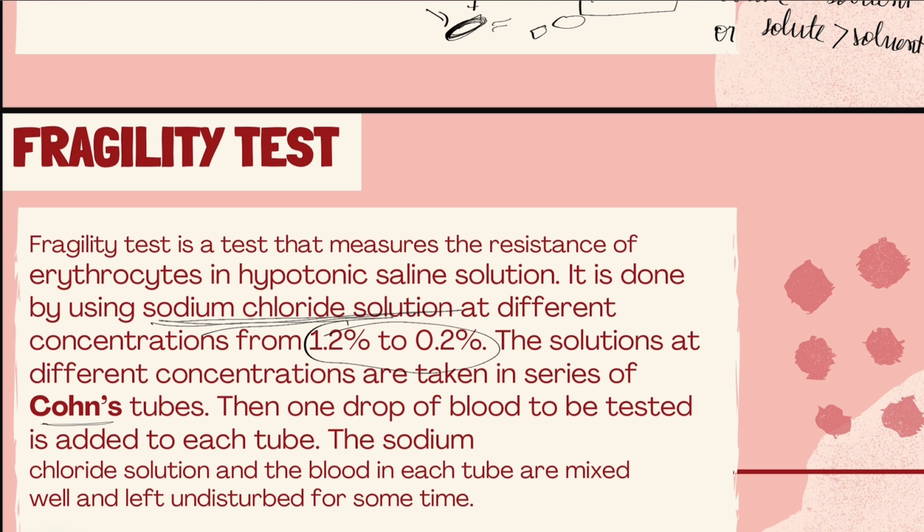The solutions at different concentrations are taken in a series of Corn's tubes. Again, this is also another important thing from the exam point of view. Then one drop of the blood to be tested, the blood which we need to test, is added to each tube. The sodium chloride solution and the blood in each tube are mixed well and left undisturbed for some time. So we are taking a Corn's tube, adding some sodium chloride solution at different concentrations, adding a drop of blood into it, mixing it and keeping it undisturbed for some time.